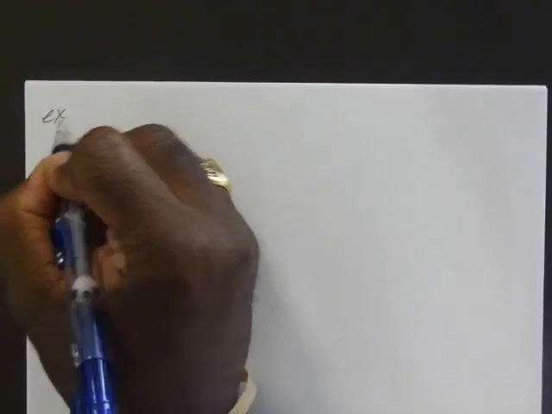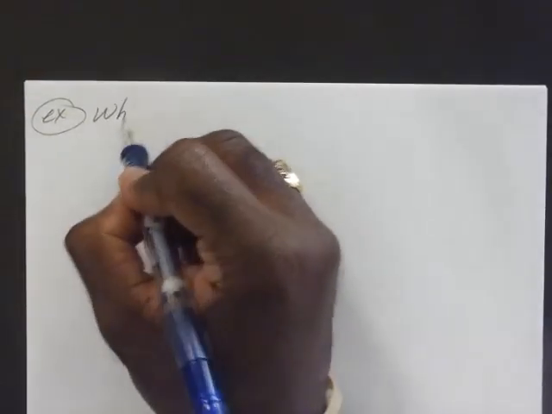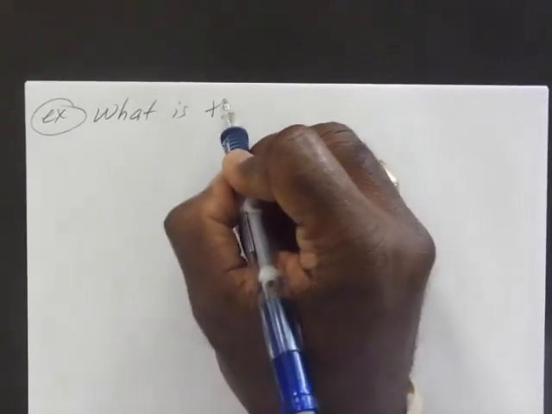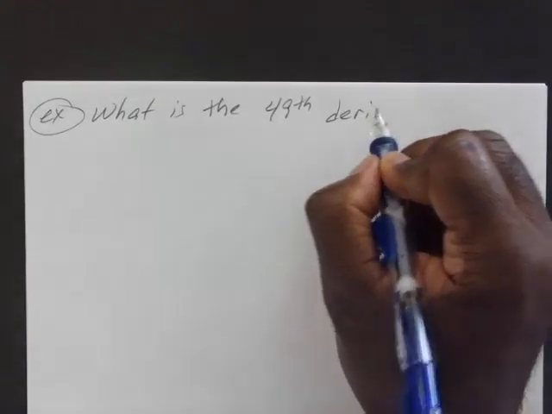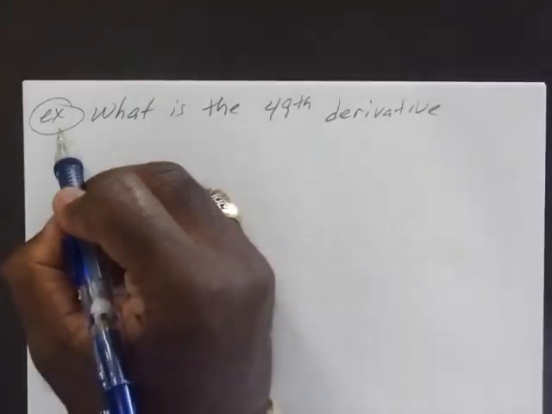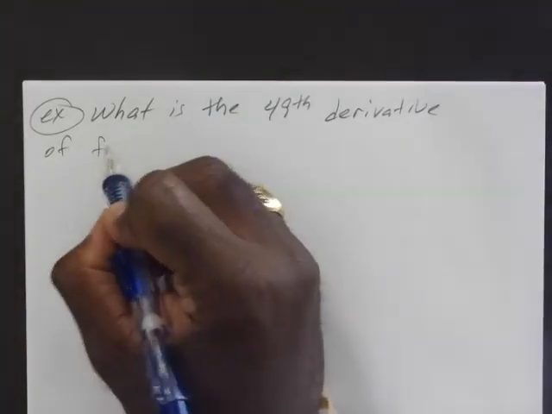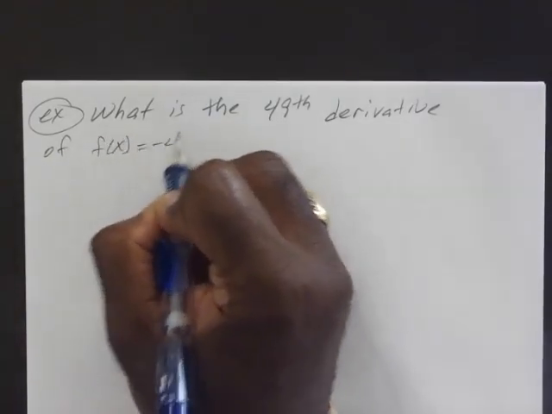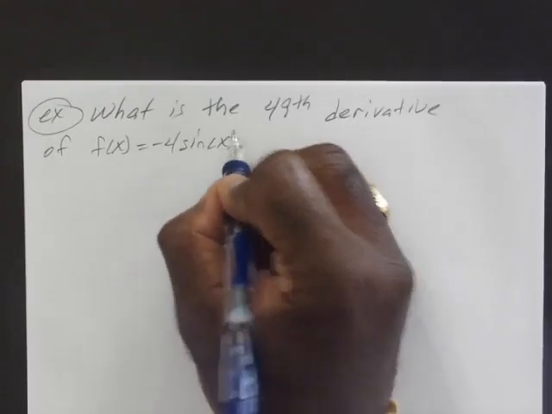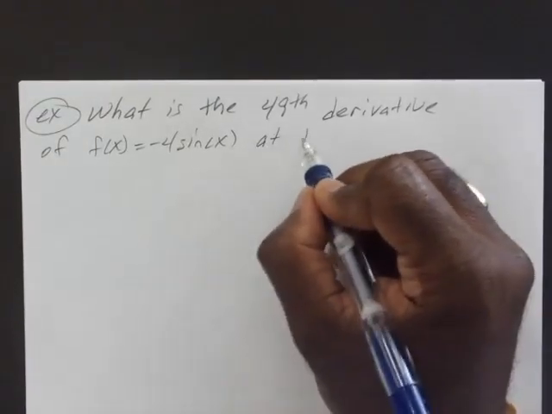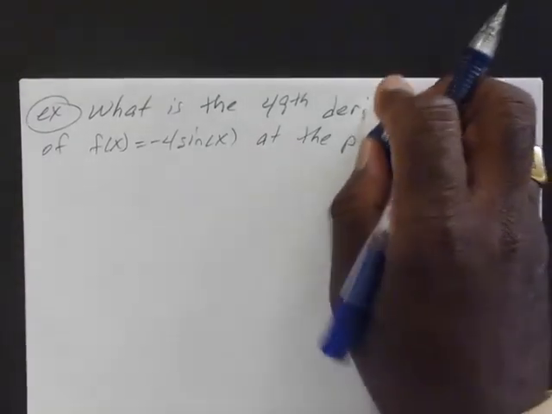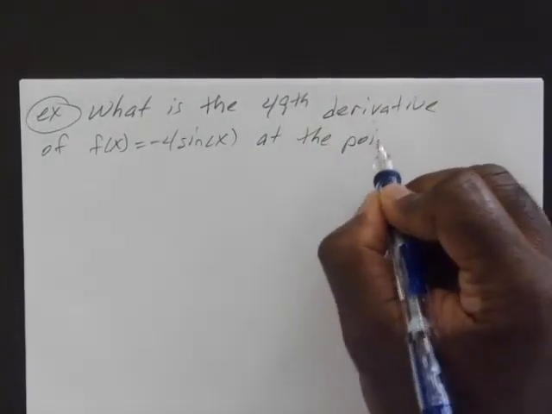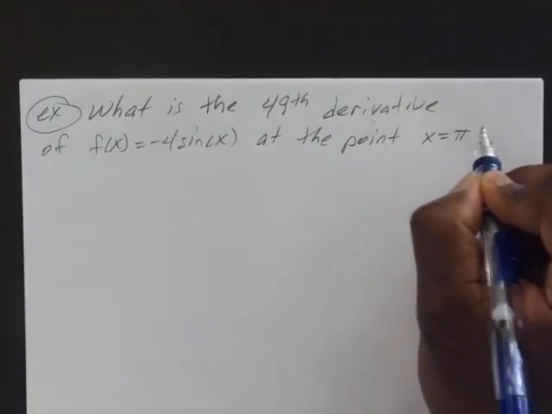So let's say, for example, we want to know what is the 49th derivative of f of x equals -4 times sine of x at the point x is equal to pi.